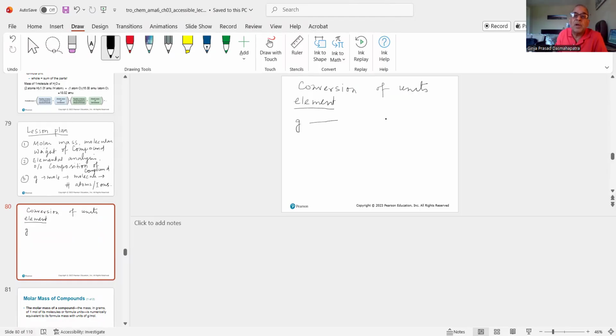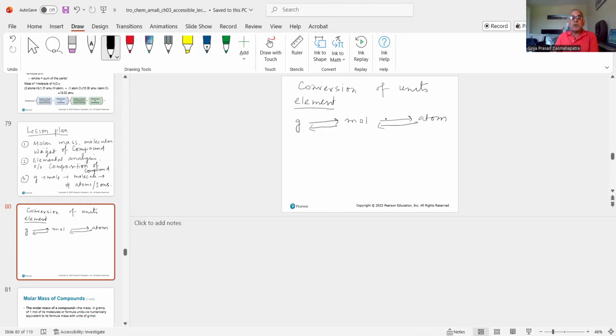In case of element, we convert gram to moles and moles to number of atoms. Why? Elements are composed of atoms. Atom is the smallest part of the element which represents the properties of that element. If you break atoms and go to electron, proton, and neutron, then individual elements are gone. All electron, proton, and neutrons are the same in terms of their characteristics, no matter which elements they are coming from. So in case of elements, our conversion was only two steps, gram to mole, moles to atoms.